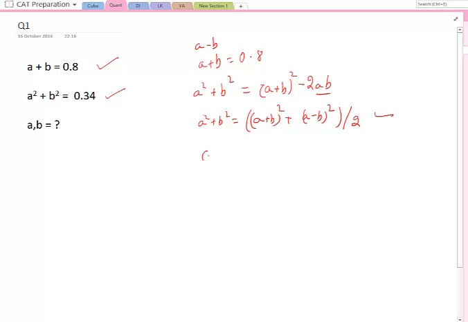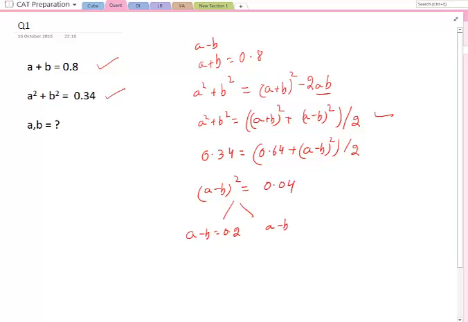So, we have a² + b², which is 0.34, which is equal to (a+b)², which is 0.64, plus (a−b)², divided by 2. And when you solve for this, you will get (a−b)² is equal to 0.04. You need to do the solving: 0.68, and when you subtract 0.64, you'll get 0.04. So from here, we get a − b equal to 0.2, or a − b equal to −0.2.